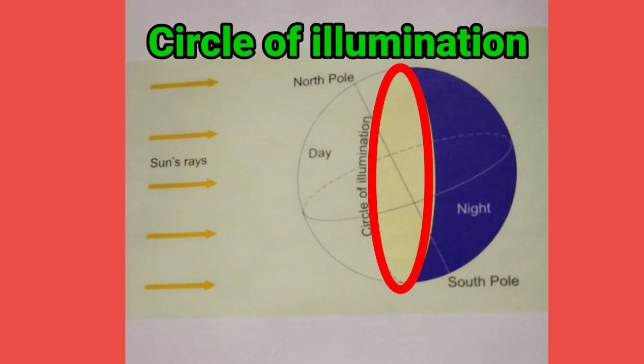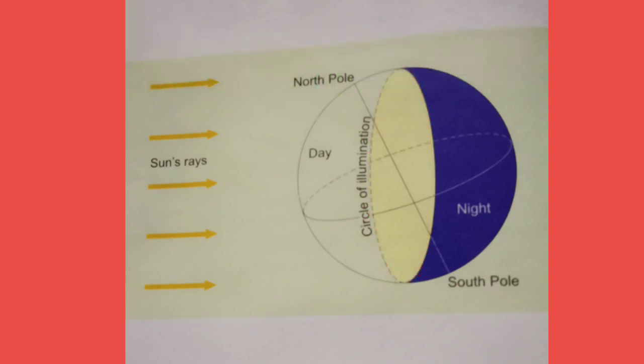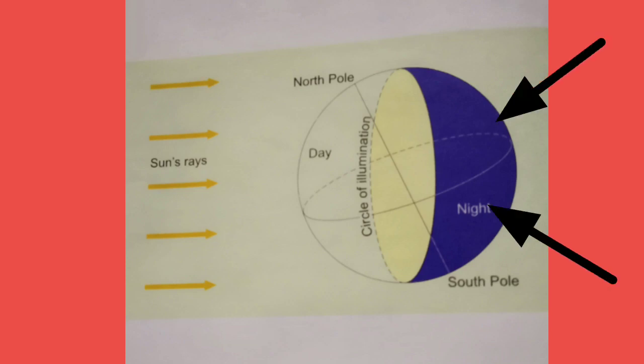As the earth moves from west to east, the dark half gradually faces the sun, while the lit half turns away from it. This is how day follows night. Next is apparent motion of the sun.